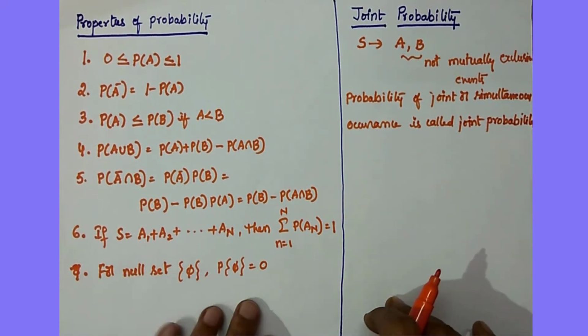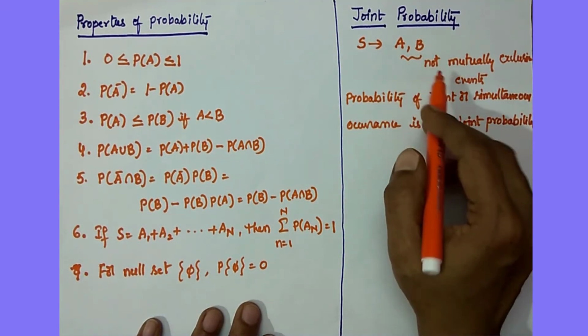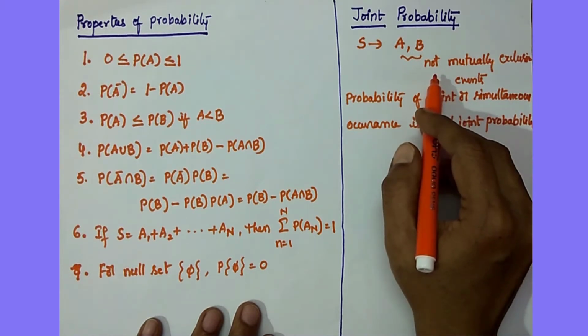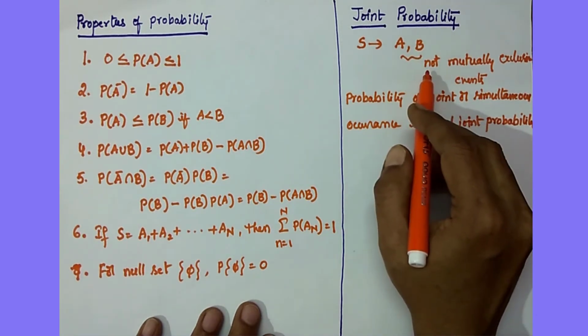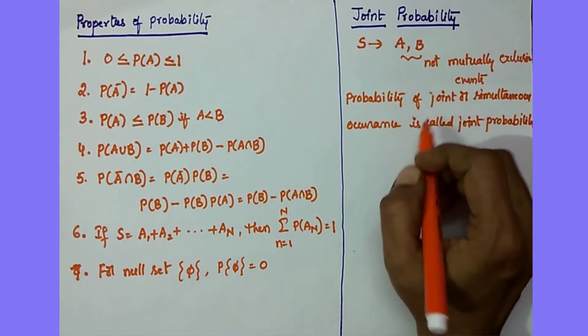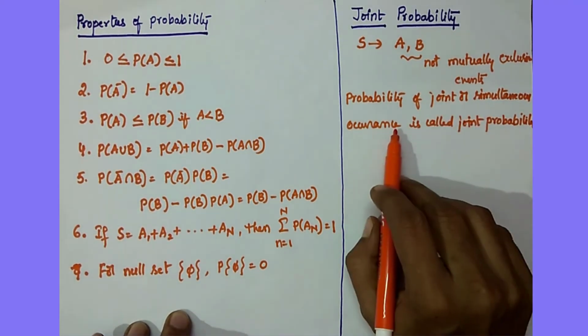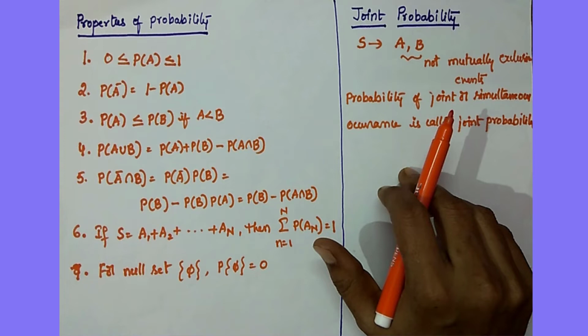Let me explain. Consider a sample space S and two events which are not mutually exclusive. What are mutually exclusive events? If the two events do not consist of common elements, then they are called mutually exclusive events. But here the events are not mutually exclusive, meaning they are connected. Then there exists a probability called joint probability, which indicates joint or simultaneous occurrence.